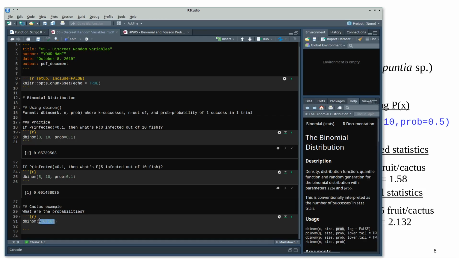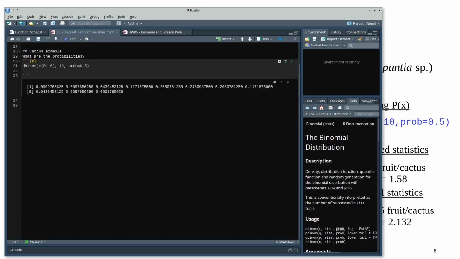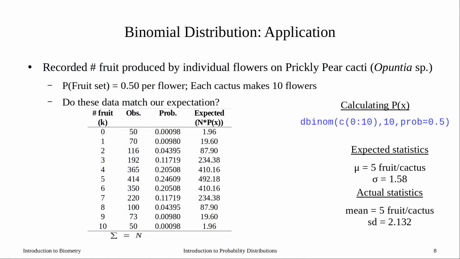And this is kind of a shorthand that says give me the probability of the sequence. So we're going to calculate the probability of 0, then the probability of 1, then the probability of 2, all the way up to 10. Our out of number is 10, and our probability of setting fruit is 0.5. When I run that, I get all of these probabilities. Those probabilities get entered into our table, but we're not done yet.